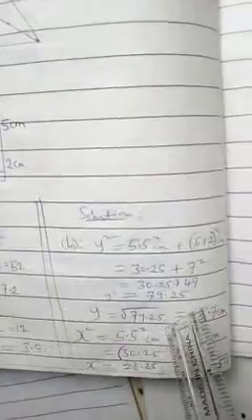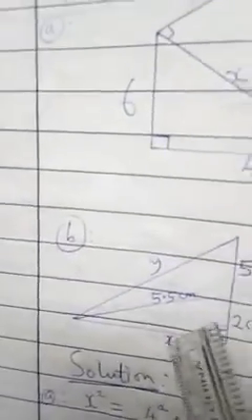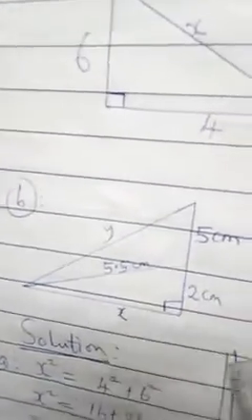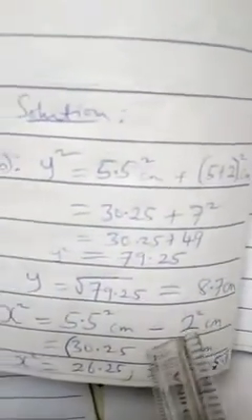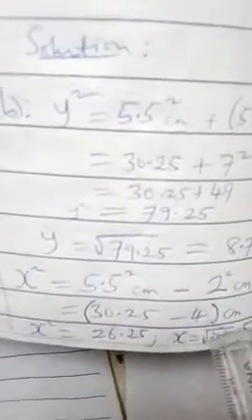Okay, so let's calculate for our x. Our x now, we will select this triangle where you have x, 5.5 and 2. So you are going to have 5.5 square minus 2 square, which will give you 30.25 minus 4, and that is 26.25. Our x now will be approximately 5.1.